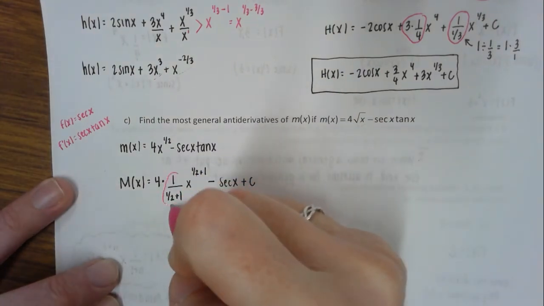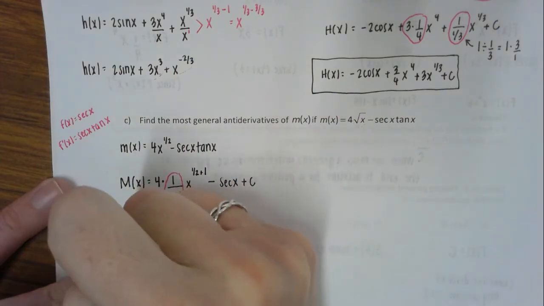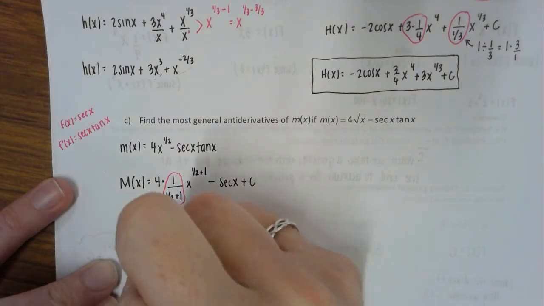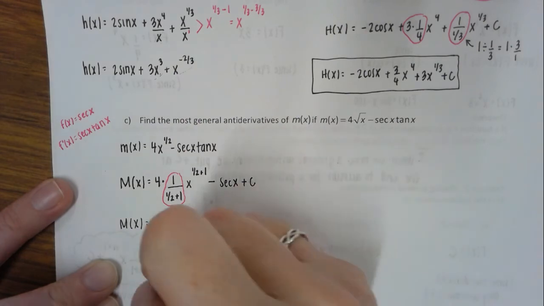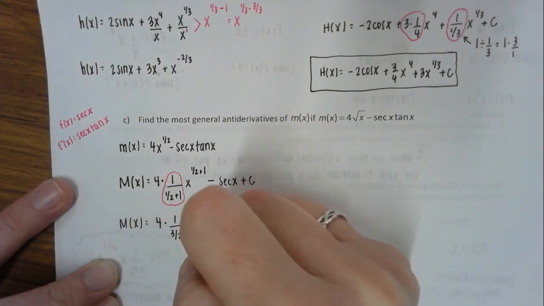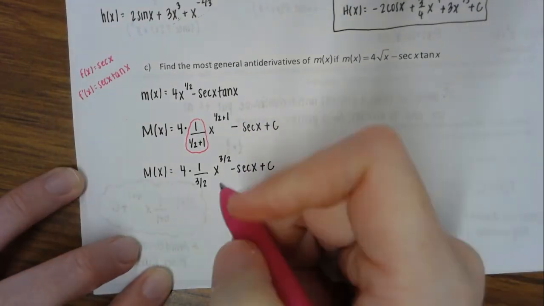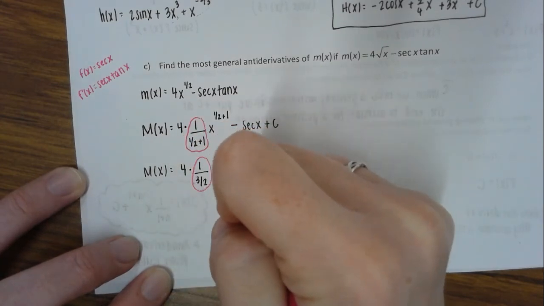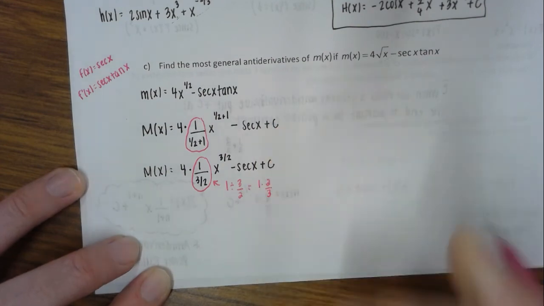And again, I just have a little bit of work to do over here. So first thing I want to do is clean up that denominator. It's going to become 4 times 1 over 1/2 plus 1 is really 1/2 plus 2/2. So that's going to become 3/2. x to the 3/2 minus secant of x plus c. And again, I never want to leave anything like this. So again, that's really 1 divided by 3 over 2, or keep, change, flip is 1 times 2 over 3.